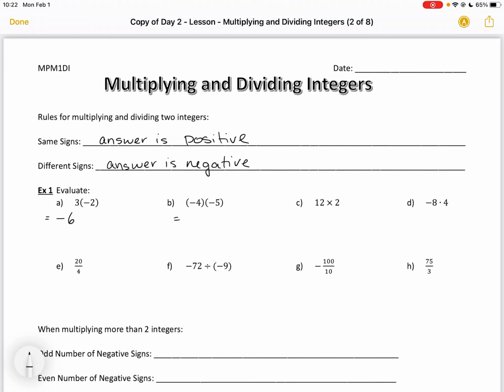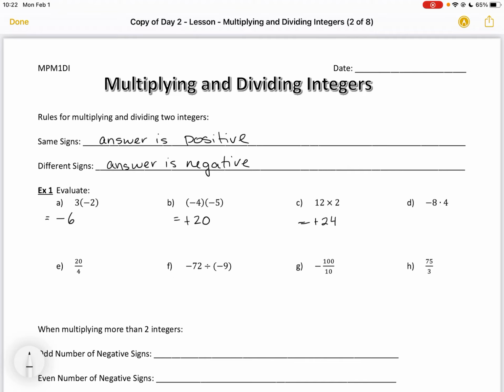My next example in B, here I've got two negative numbers, so my answer is going to be positive. 4 times 5 is 20. My next example here, 12 times 2, I have two positive numbers, so my answer is going to be positive. 12 times 2 is 24.